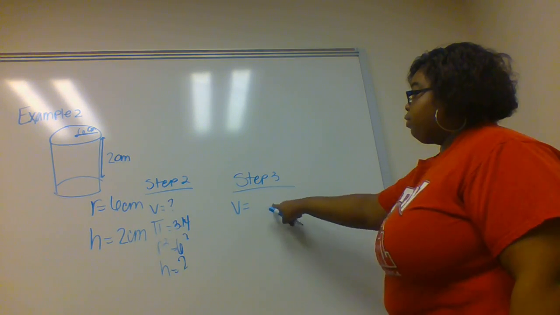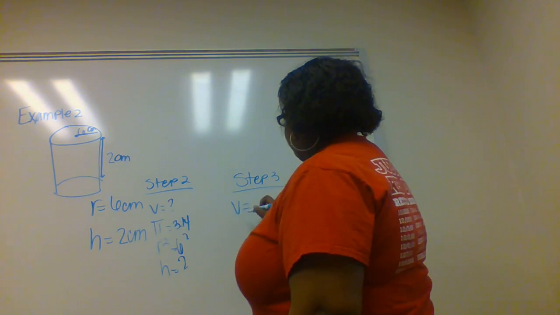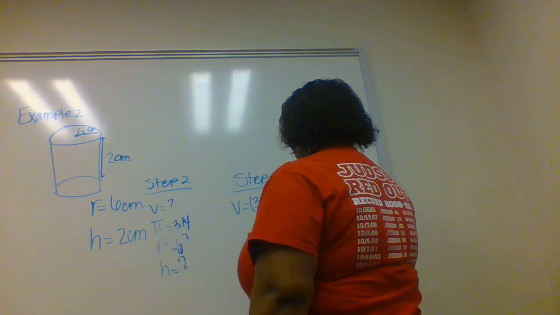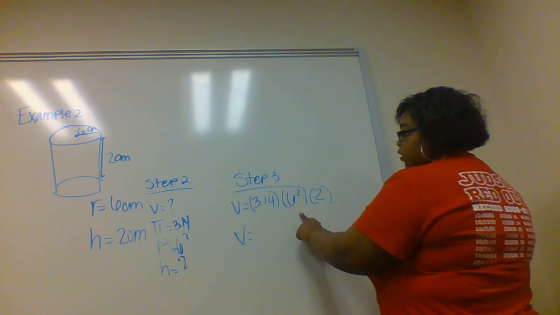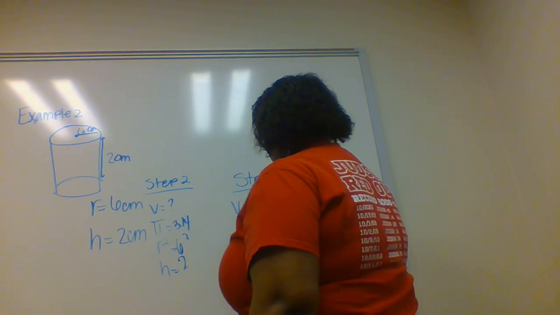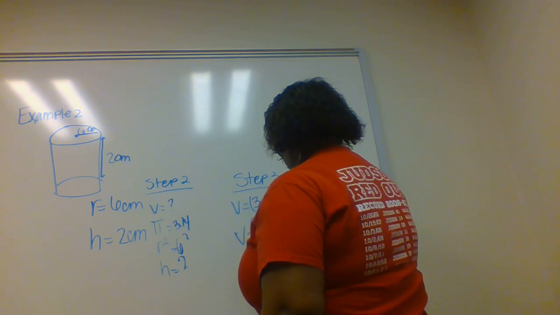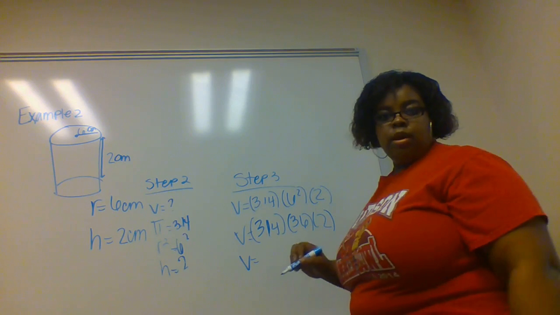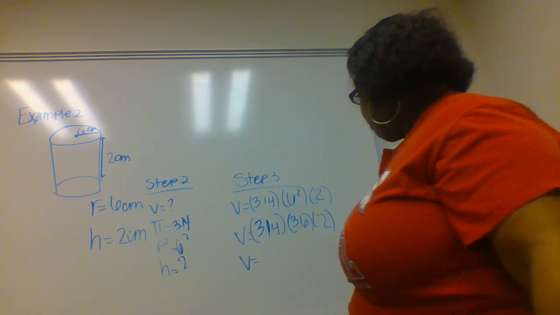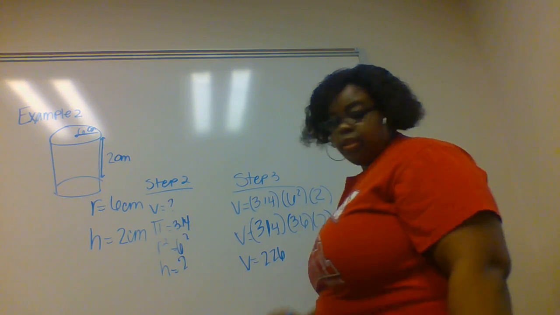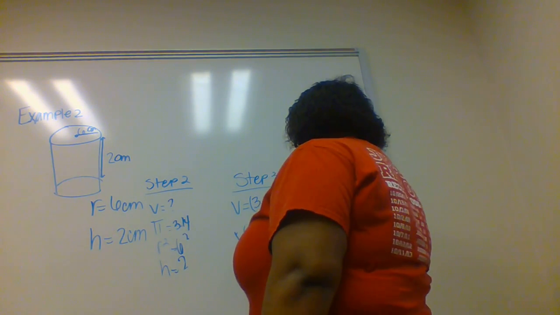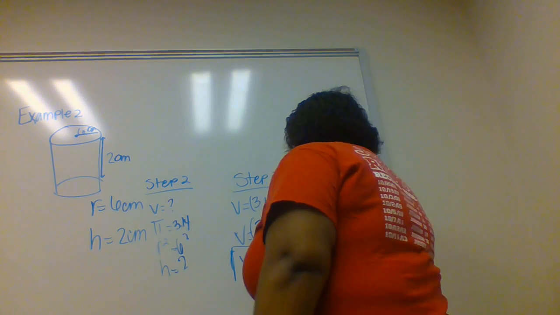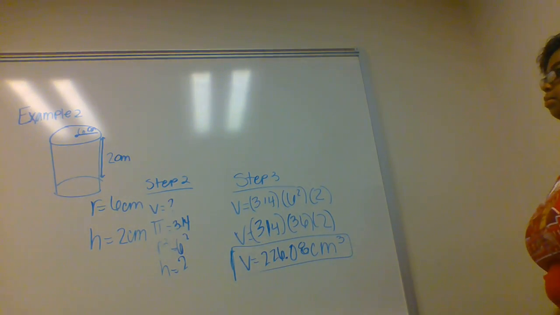So now we're going to go over to step 3 and fill out our formula, which is V is equal to 3.14 times 6 squared times 2. Since we can break the 6 down, this is 6 times 6, so 3.14 times 36 times 2. And now when we solve this problem, we're going to have V is equal to 226.08 centimeters cubed. And that is example 2.